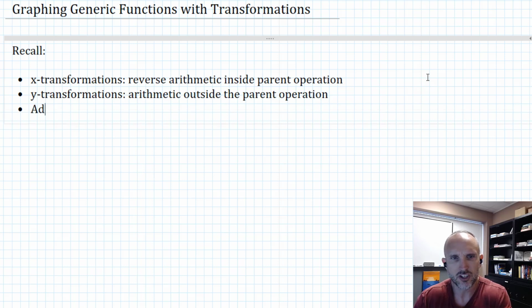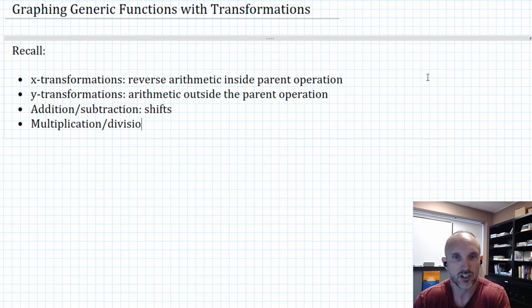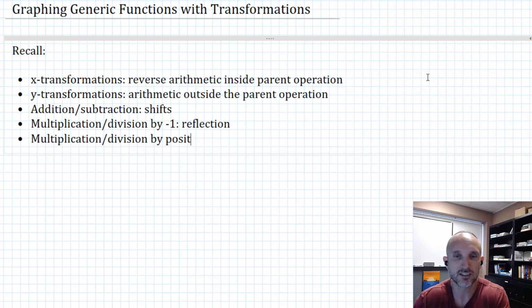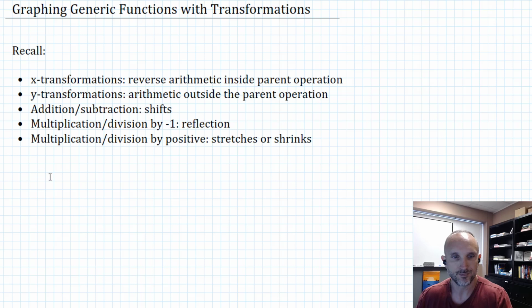Let's see, addition and subtraction, those give us shifts. Multiplication, division by -1 specifically give us reflections. And multiplication, division by a positive number give us stretches or shrinks, compressions. Okay, so that's the foundation we're going to be working on. Let's do an example.